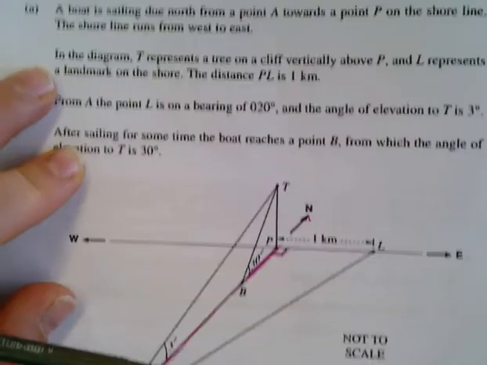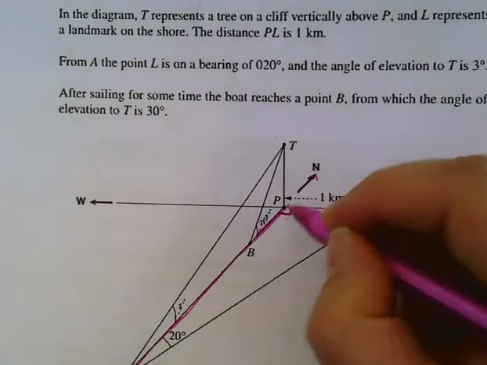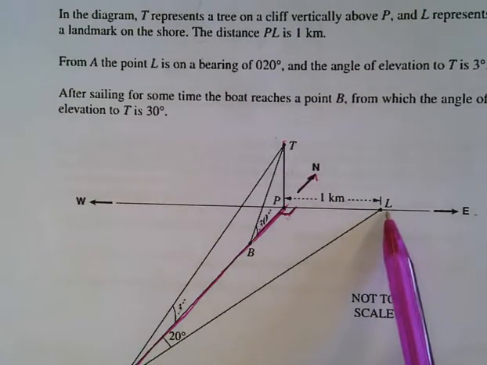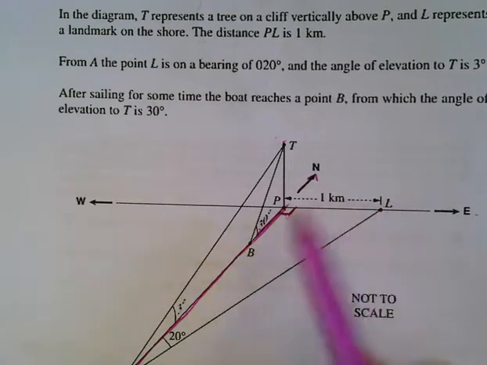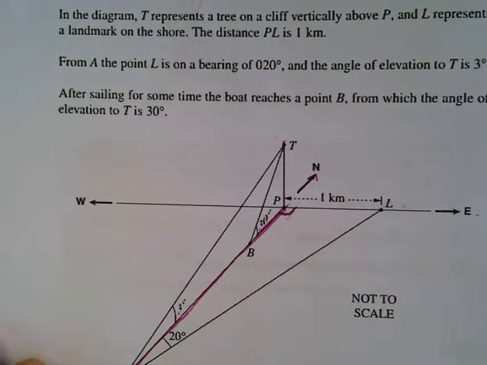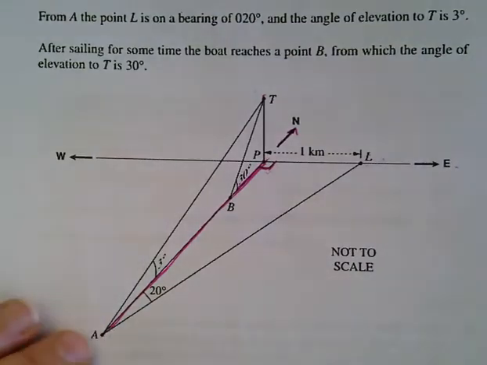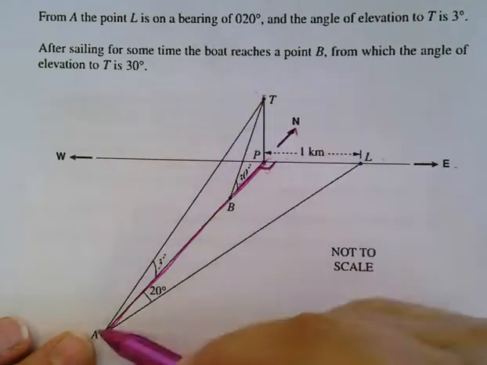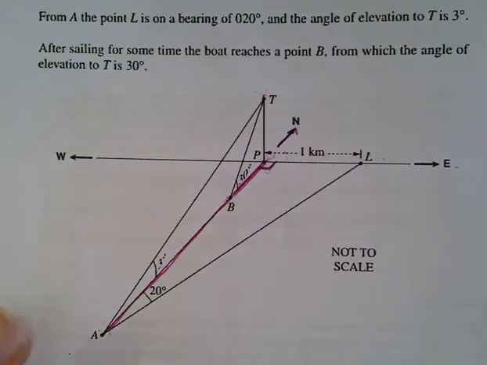In the diagram, T represents a tree on a cliff vertically above P. And L represents a landmark on the shore, 1 kilometre to the east of P. So the distance PL is 1 kilometre. From A, the point L, now we're on the ground. So this triangle here is an angle of elevation triangle, and so is this one here. But the bearings are always drawn on the ground.